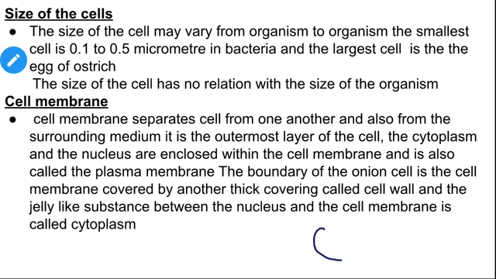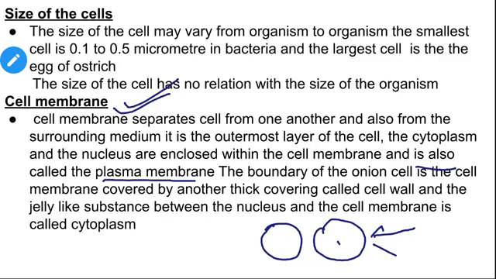So, suppose this is the cell. It is the outermost layer. This is known as your what? Cell membrane, the outermost layer. And what is its function? It separates the cell from one another. Suppose these are the two cells. These are separated from one another by the help of what? Cell membrane. It is also called the plasma membrane.